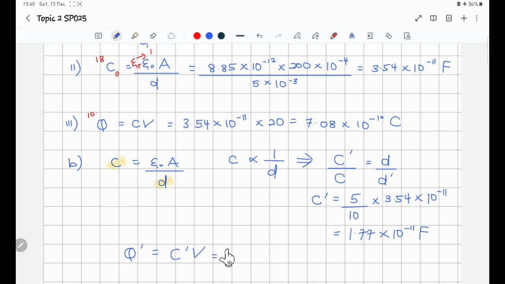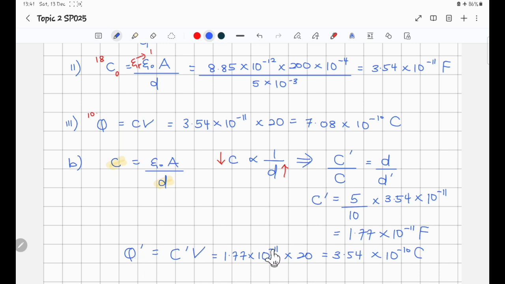So here substitute the new capacitance. Our capacitance decreased because d increased. The relationship between C and d is inversely proportional, which is why C decreases. So multiply with 20, and we will get 3.54 times 10 to the power of negative 10 coulomb. So here we have our final answer for the new charge.